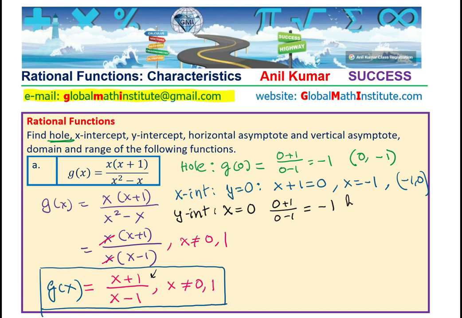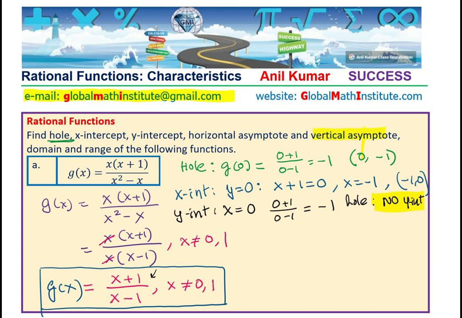However, we know this is a hole at x equals 0. So therefore, we cannot actually get a y-intercept, because there is a hole. So there is no y-intercept. It's a very important point to understand. Since there is a hole there, there's a discontinuity, and therefore the y-intercept will not exist for the given situation, right?